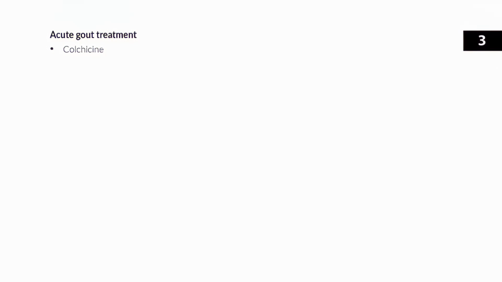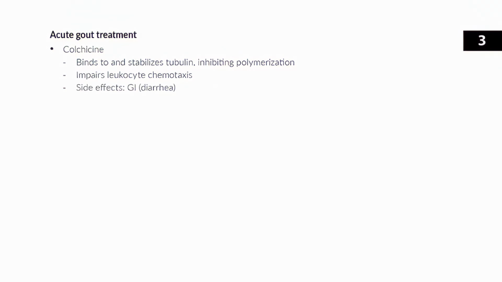You might recall colchicine as one of the drugs that inhibits microtubules. Colchicine works by binding and stabilizing tubulin to inhibit the polymerization of tubulin, so it impairs leukocyte chemotaxis. The inflammatory cells can't get to where they need to go, so there is less inflammation. Colchicine is known for its GI side effects, particularly diarrhea. We used to give a dose of colchicine every hour until the patient either got better, developed severe diarrhea, or reached the maximum dose of the medication.